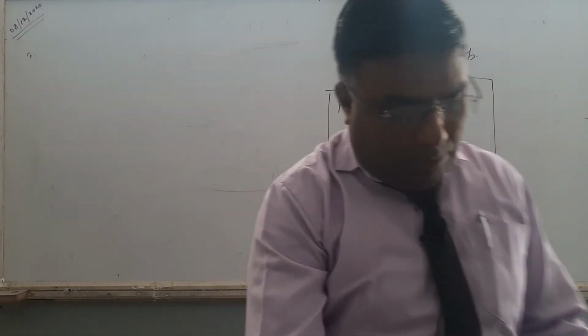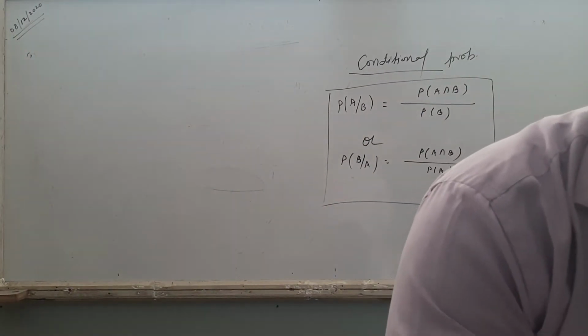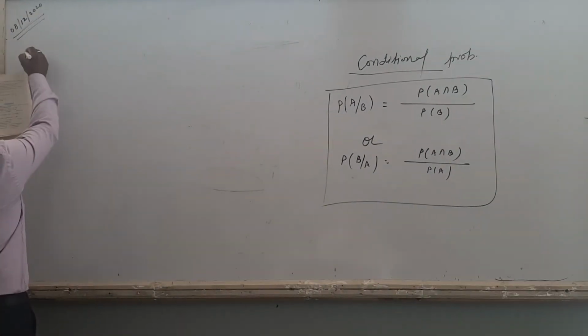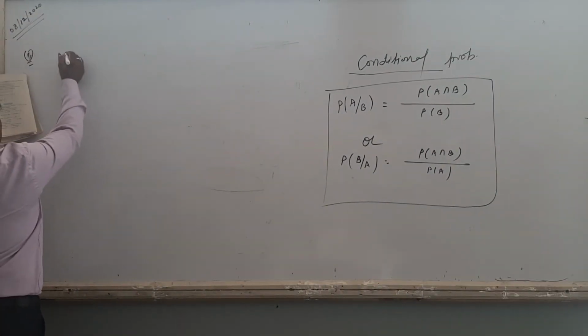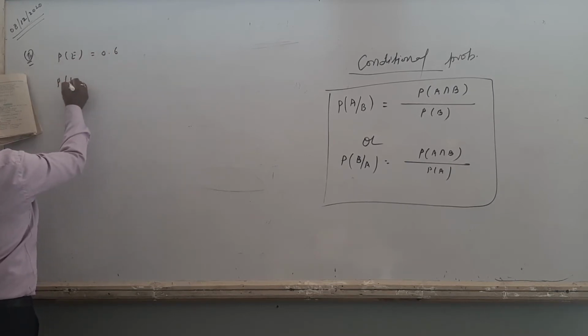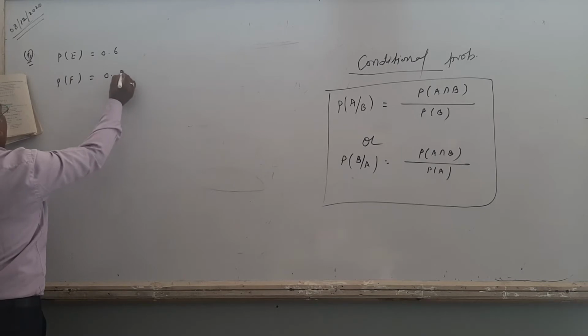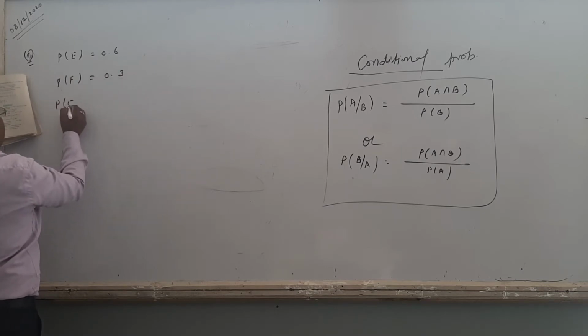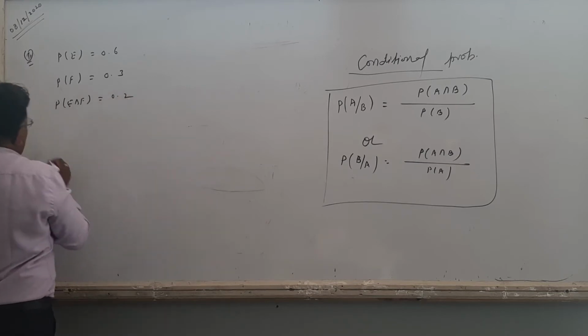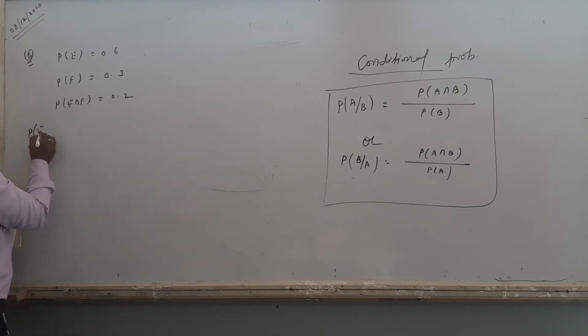Now question number first: probability of E is given as 0.6, probability of event F is given as 0.3, and probability of E intersection F is given as 0.2. Now find the probability of E by F and F by E.